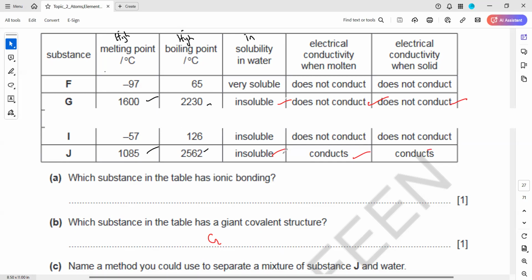From the properties, what you identify from J is that it conducts electricity in both solid and molten state. So it means it is a metal, because metals can conduct electricity in both molten and solid state. Ionic compounds can conduct electricity in molten but not in solid. And giant structures do not conduct electricity. The exception is graphite. Clear? Yes, sir. Yusuf, is it clear? Yes, yes.